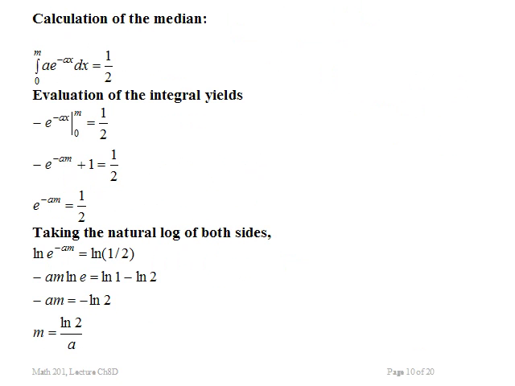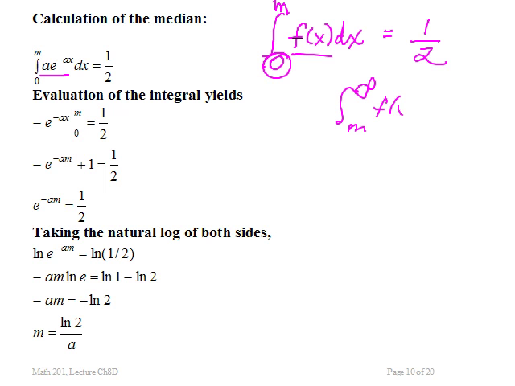Now let's calculate the median. Here's the calculation of the median. To calculate the median, I'm going to look at the integral from 0 to m of f of x dx, and we want to find m such that the value of this integral is 1/2. Substituting our probability density function of a e to the minus ax for f of x, we're going to integrate from 0 to m. This will be, actually not always 0, but in this case it is 0, and the integral from 0 to m, or I could have gone m to infinity, of f of x dx has to be 1/2.